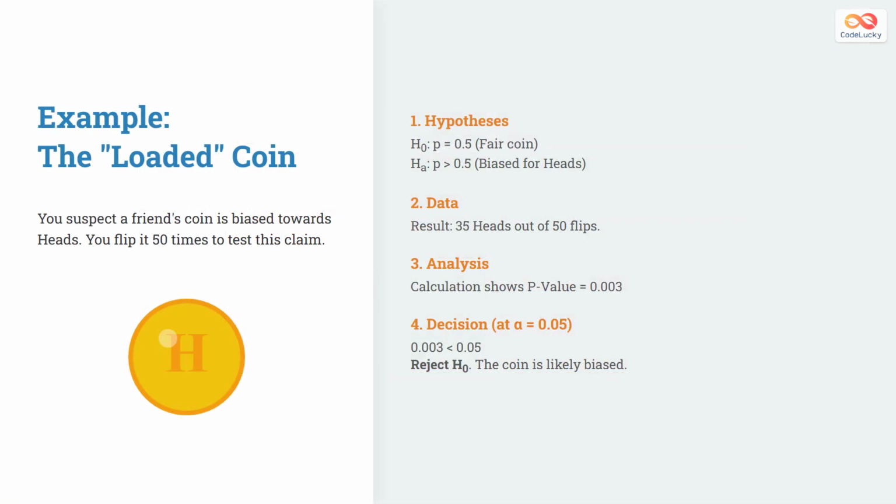Let's look at a concrete example. Imagine you suspect a coin is unfair and lands on heads too often. Your null hypothesis is that the probability of heads is 50%. You flip it 50 times and get 35 heads. After calculating, you find a p-value of 0.003. Since this is much lower than the standard 0.05 cutoff, you reject the null hypothesis. You have strong evidence the coin is biased.